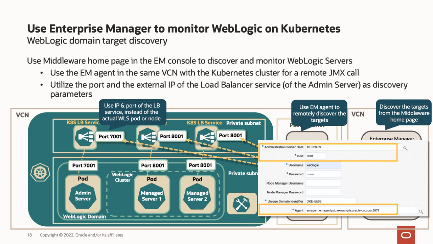This is the Fusion middleware discovery page in the Enterprise Manager console where I entered the IP and the port of the load balancer service.